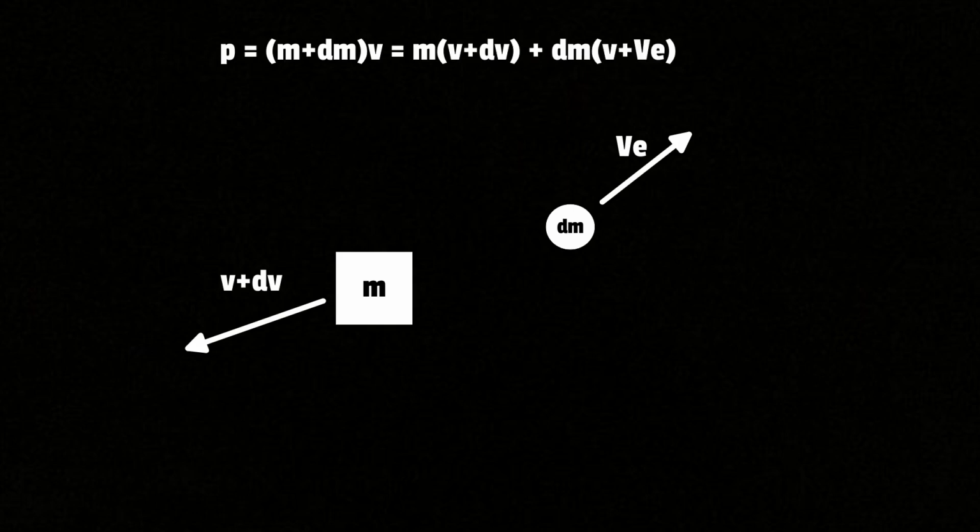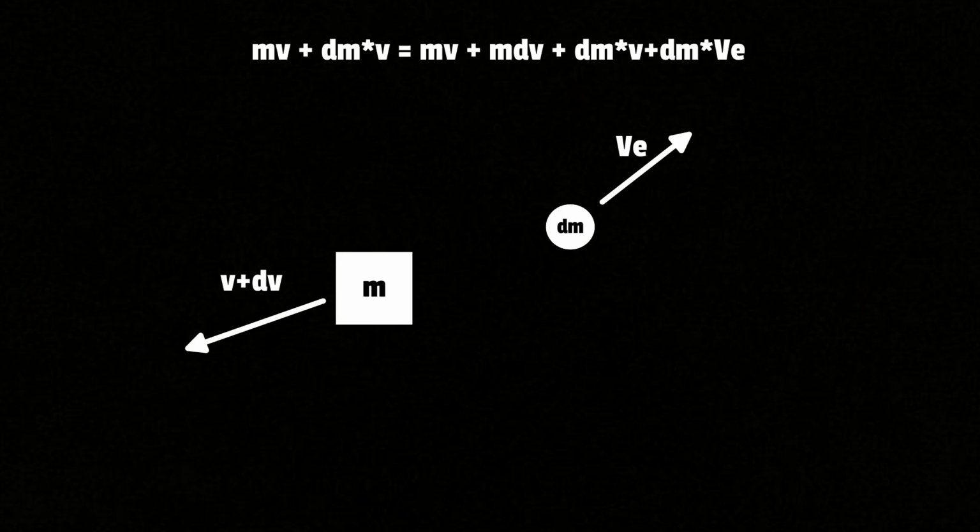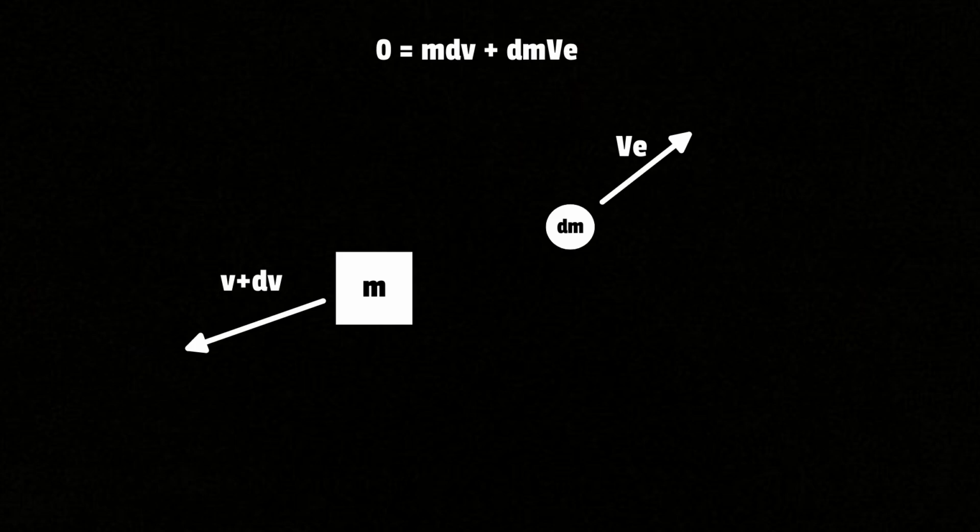Knowing that momentum is conserved, we can thus write this equality. The term on the left representing the momentum before the ball was shot off, and the term on the right representing the total momentum of the system after the ball was shot off, making sure to remember that ve and v are vectors and that m and dm are scalars. By simplifying out this equation and crossing out the mvs on each side and moving the dvs to one side and the dms to the other, we get this.